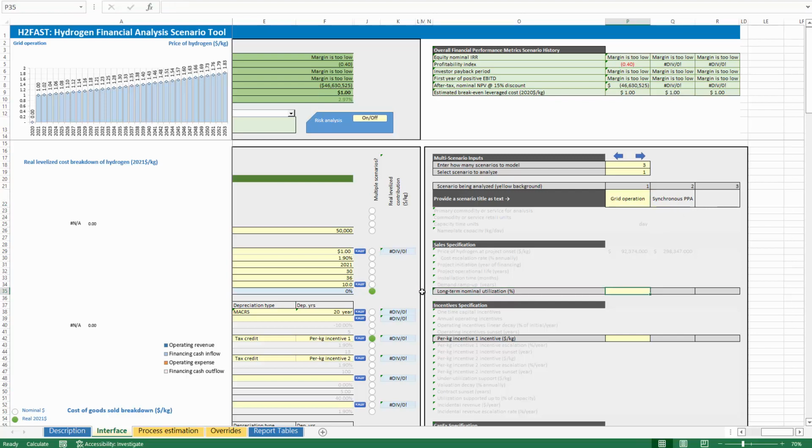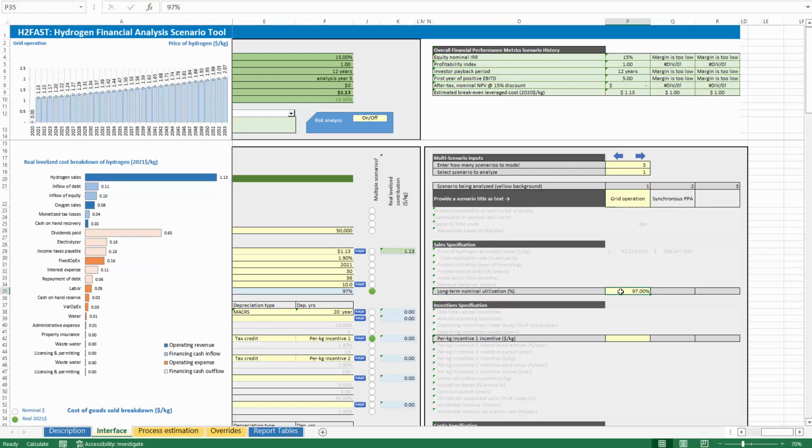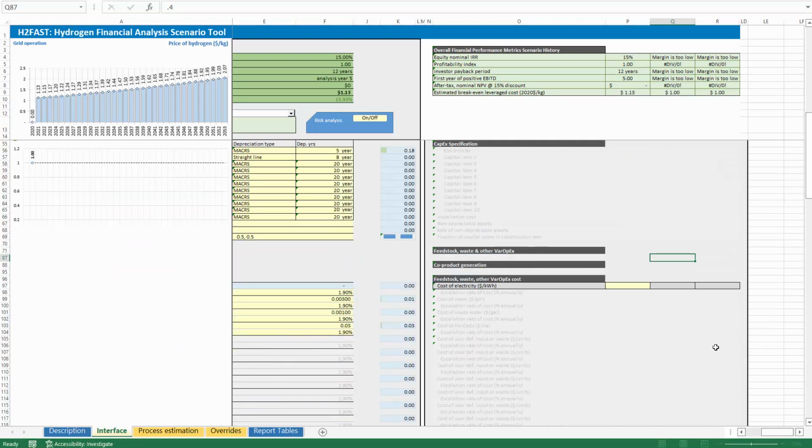Long-term utilization, that was one of the parameters. You'll see it's highlighted. Long-term utilization, we'll say that if you're operating on the grid, you're only going to shut down the electrolyzer for service maintenance periods or things like that, and you might be at 97% capacity factor. However, if you're operating synchronously with a wind provider, you have a capacity factor of 47%.